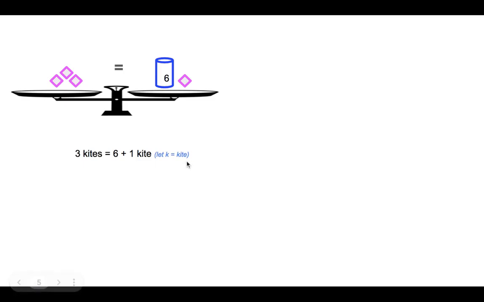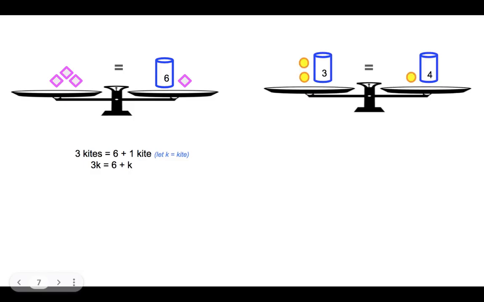If we wanted to use variables, we could let the letter or variable k equal the kite, and then I can rewrite it as 3k equals 6 plus k. Notice that there's no coefficient of a 1 in front of the k. It's understood, so we don't need to put a 1 in front of it.